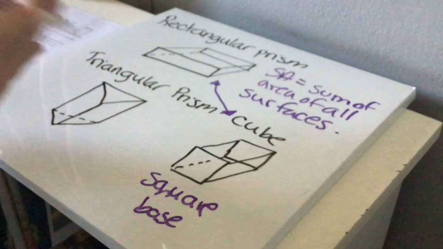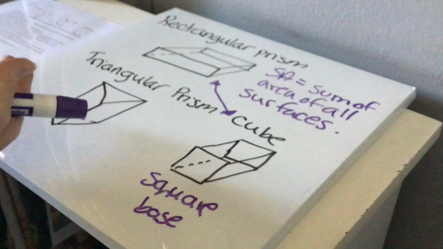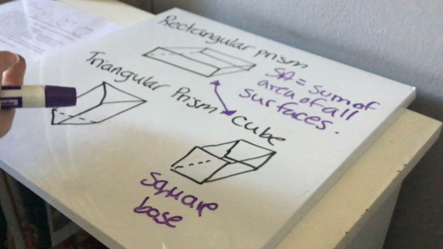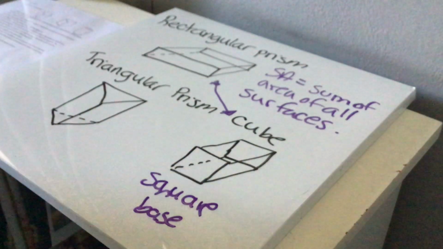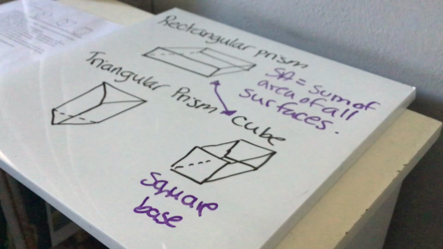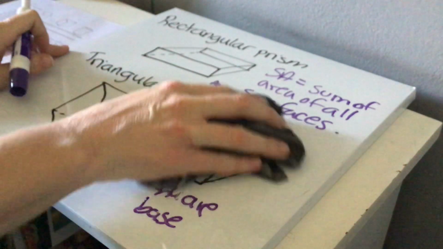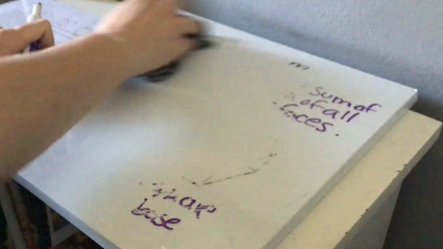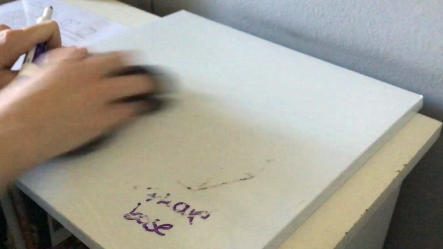For a triangular prism, when you unfold it, the top and the bottom are triangles, so you find the area of the two triangles, and then the three faces are all rectangles. You find the area of each rectangle and add them together. And then you can also have a cylinder, which is just circular bases and then the piece around it.